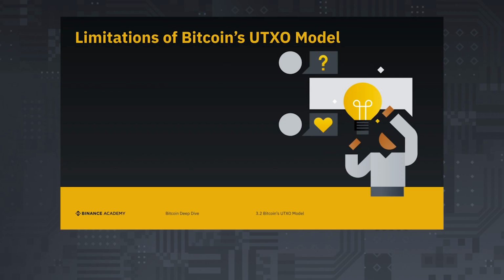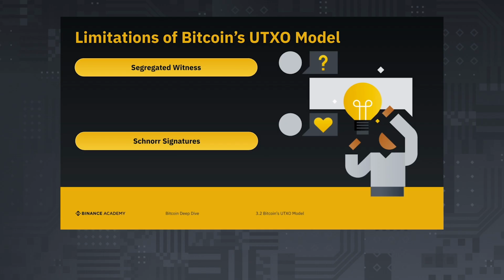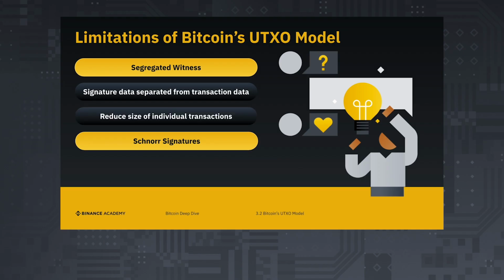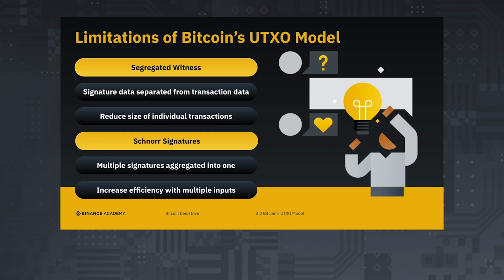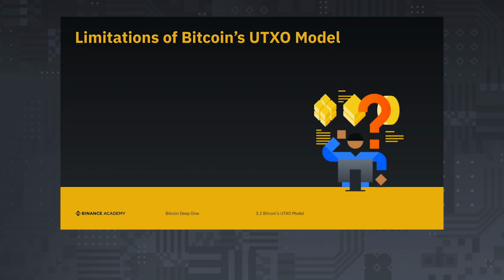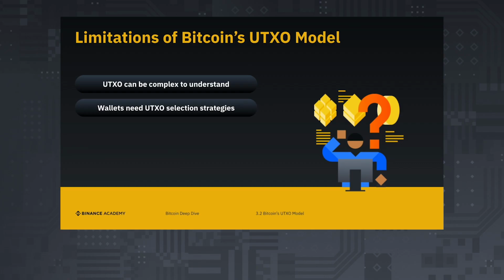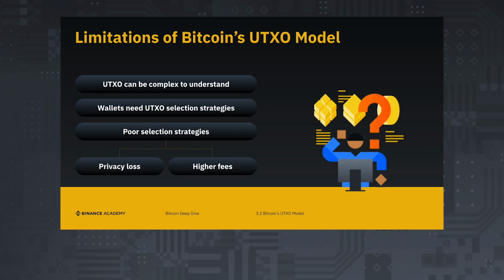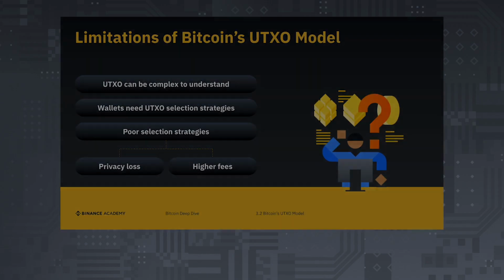For Bitcoin, techniques like segregated witness and Schnorr signatures are helping the network to scale. With SegWit, signature data is separated from transaction data, reducing the size of individual transactions. Schnorr signatures, on the other hand, allow multiple signatures to be aggregated into one, increasing efficiency when multiple inputs are involved. The UTXO model can be more complex for users to understand, and wallets also need to implement UTXO selection strategies for creating transactions, which can be complex. Poor selection strategies can lead to privacy loss or higher transaction fees.